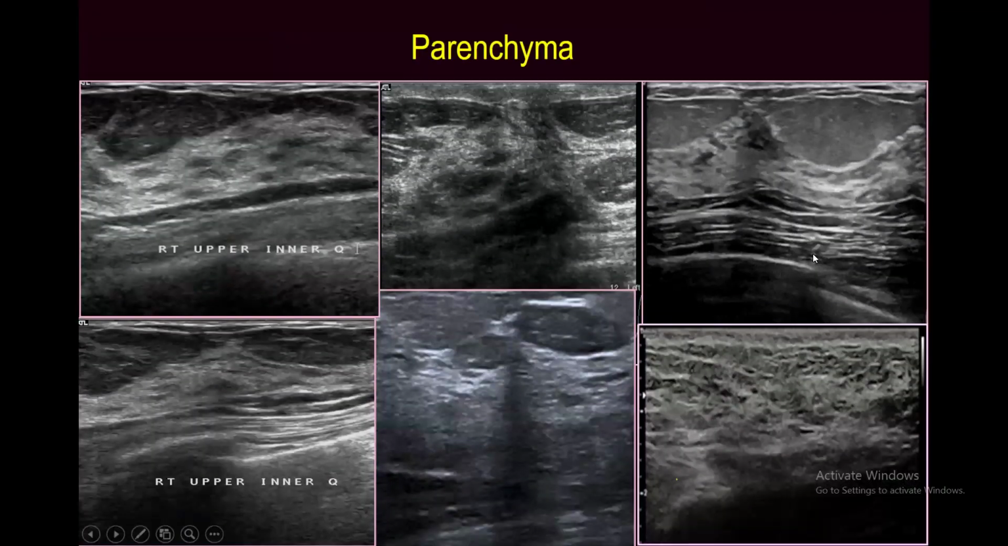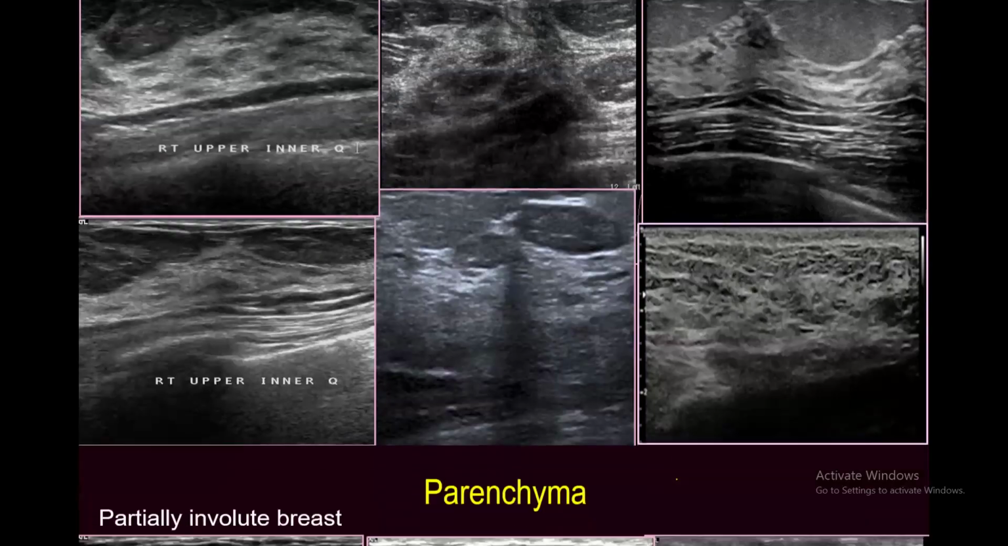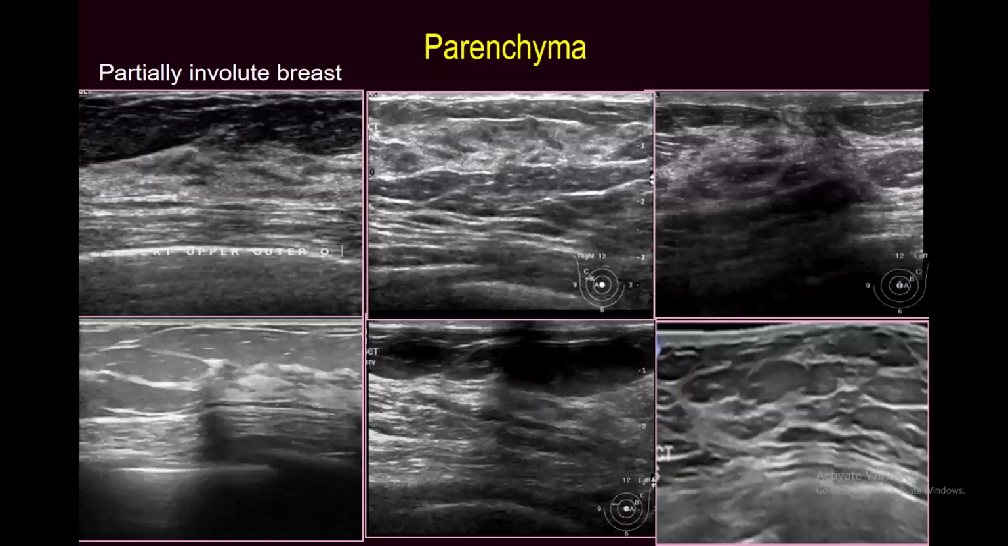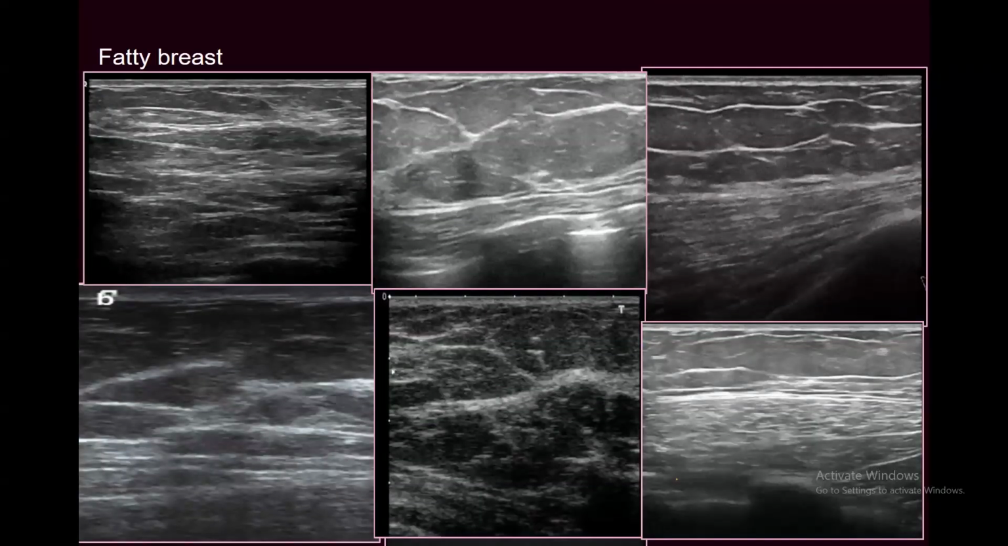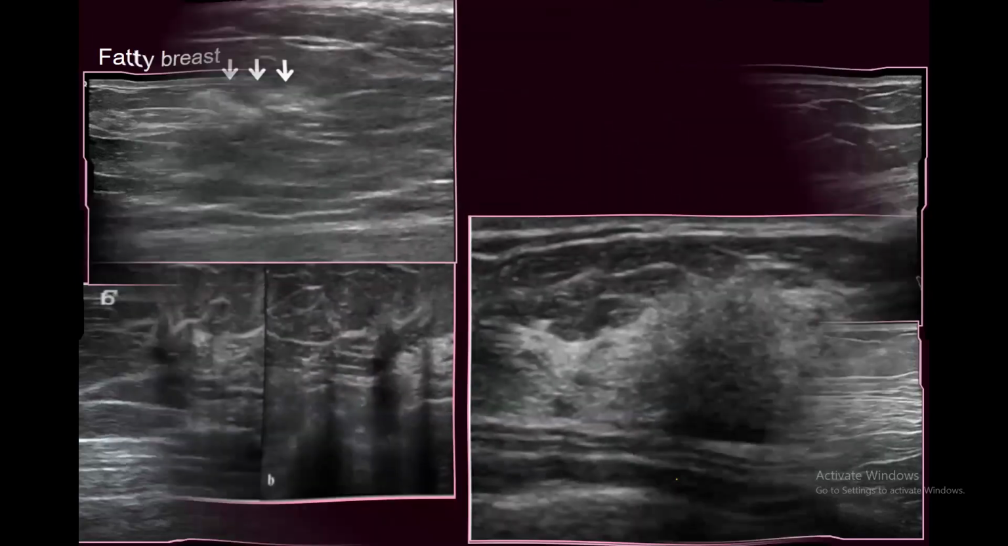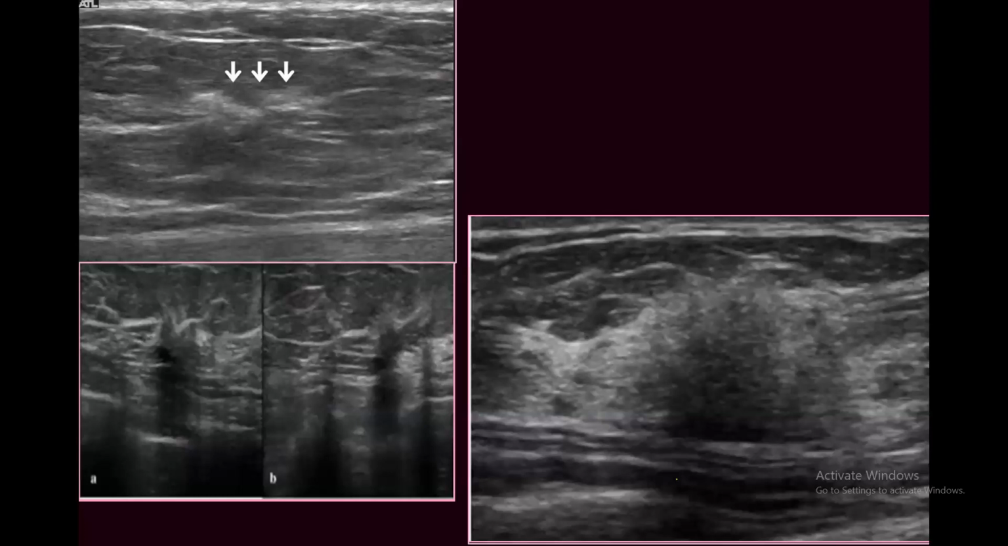Here, in a partially involuted breast, the layer of fibroglandular parenchyma becomes smaller, as in these examples. And these are completely involuted, fatty breasts. Also, look at these fatty breasts. They also look variable from one lady to another. And what about this? Can you tell me what about this type of parenchyma? This one? Do you have any suggestion?